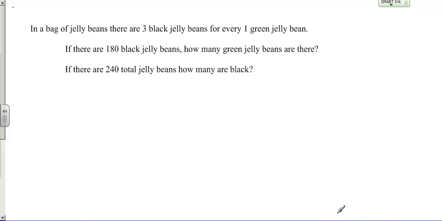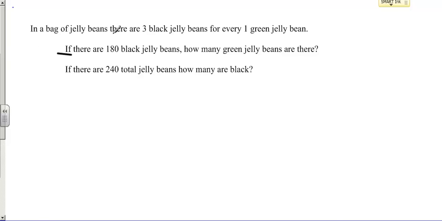Today we're working on ratio word problems again. And we need to remember that when we're working with ratios, a lot of times we're asked to either start with a small ratio and work it up to a big actual number, or we're asked to start with a big number and then work to the simplest form ratio. So let's read this one and see what they're asking us to do.